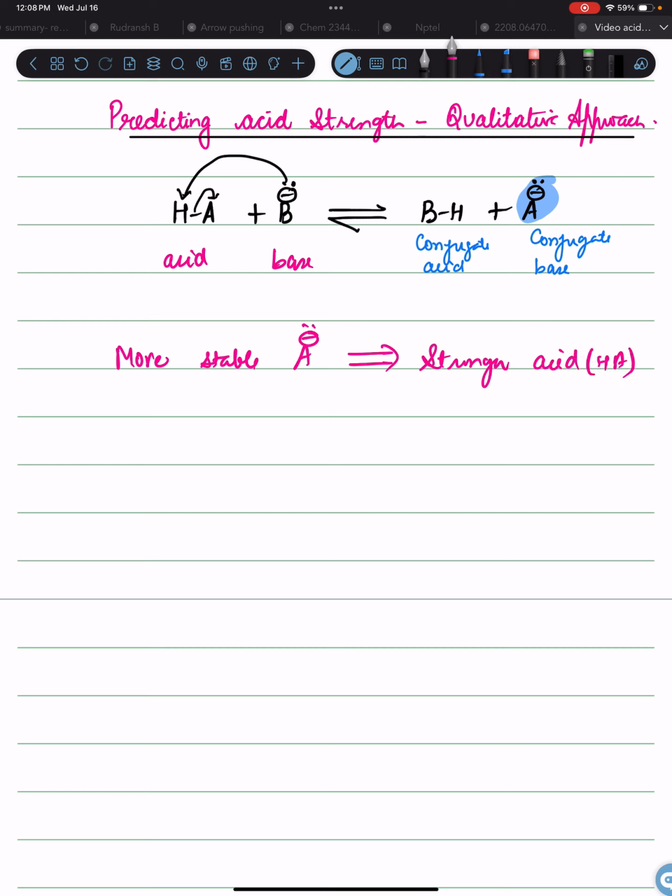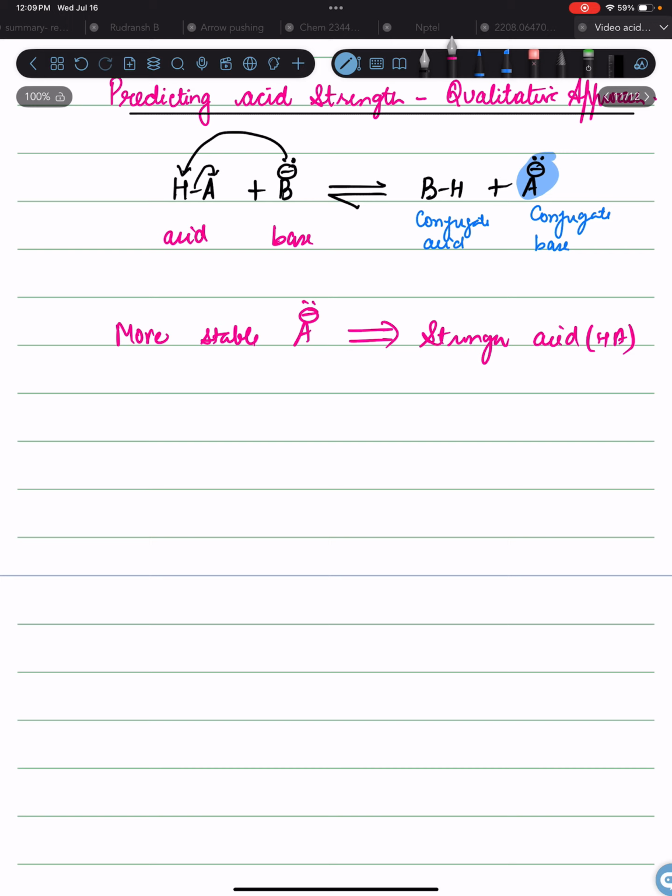And it makes sense, because reactions happen since they want to attain a state of more stability. If HA, on losing a proton, becomes more stable as A negative, then that equilibrium will be favored, compared to A negative becoming HA and becoming less stable. So I repeat, the more stable the conjugate base of the acid is, the stronger that acid is. Now, how do we evaluate the stability of the conjugate base?